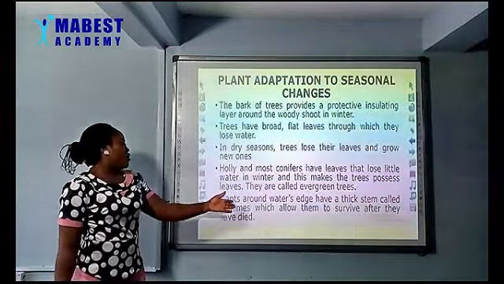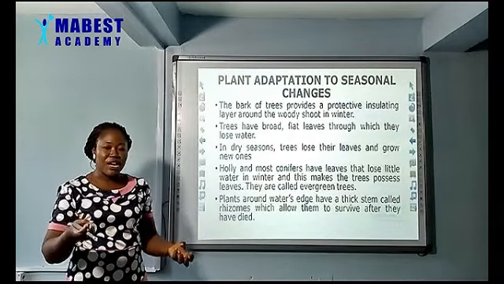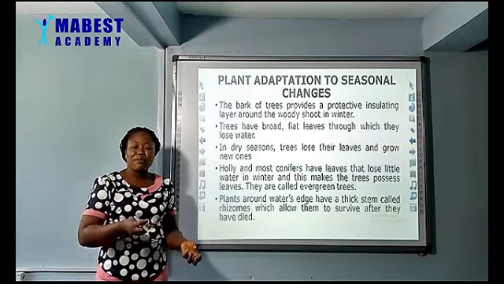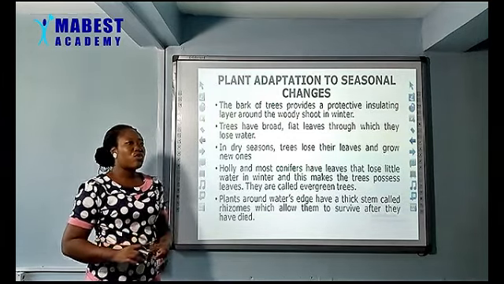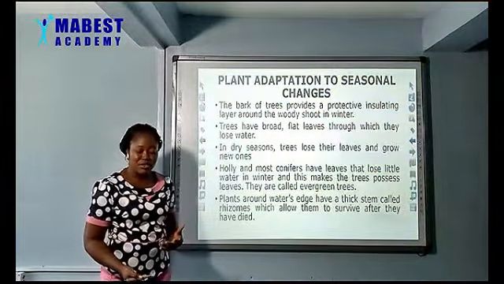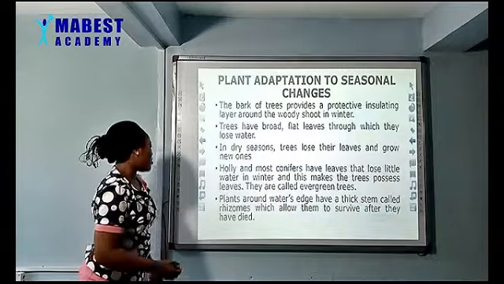Then we have some plants that are found around the water. They are made up of rhizome. Rhizome is an example of a type of root system. So it helps them to be able to survive. After they have died, you will see them springing up again after some time.